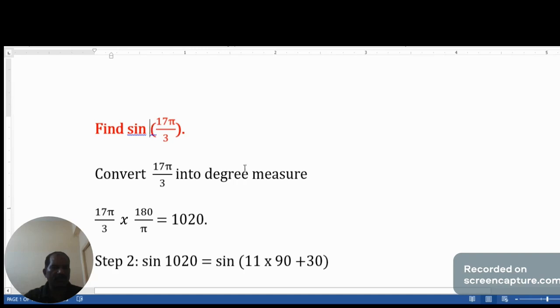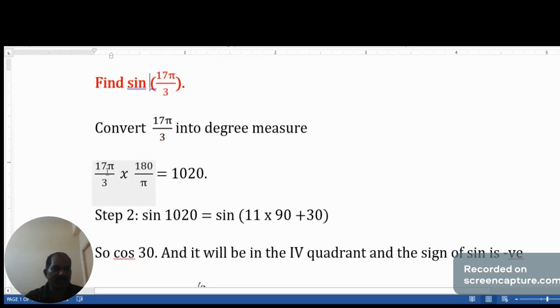Students, let us see this problem. Find sine 17 pi by 3. If this type of problem comes, better you convert this into degree measure. If you work in radian measure, you may get confused. So I converted this.